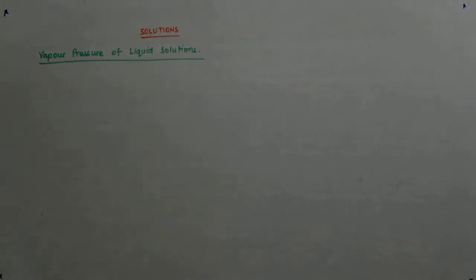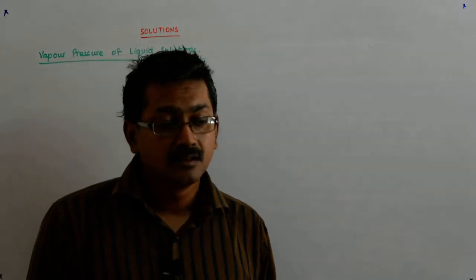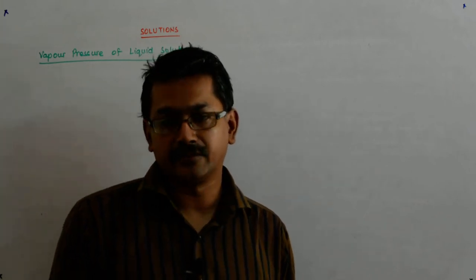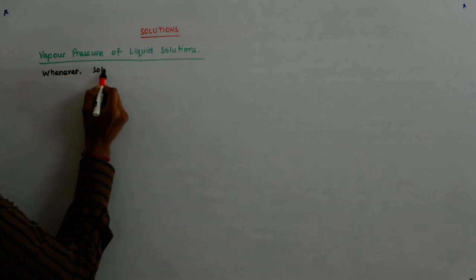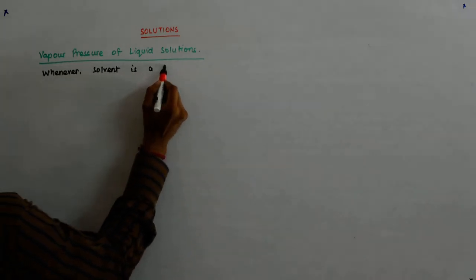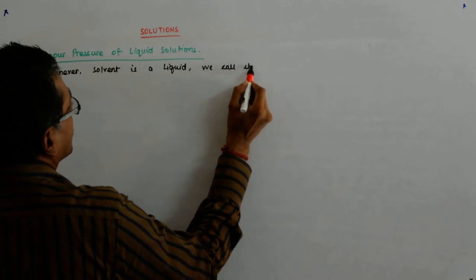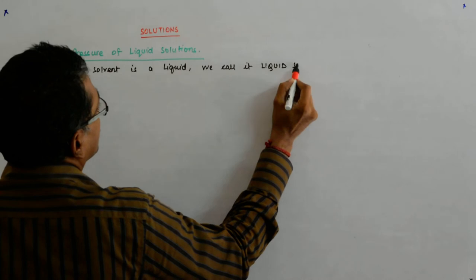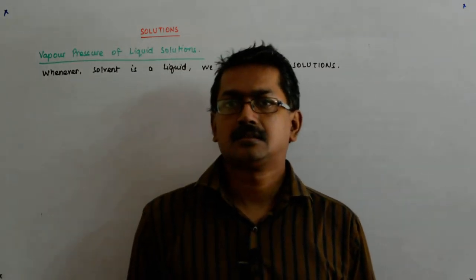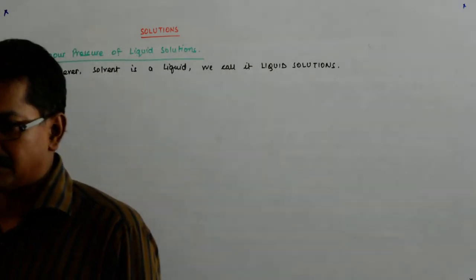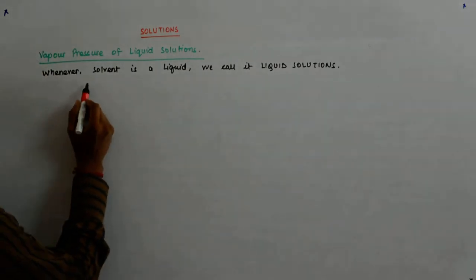Fine. We now come to the vapor pressure of liquid solutions. We know that a solution is said to be liquid when the solvent is a liquid. Whenever the solvent is a liquid, we call it a liquid solution, is it not? Solutions are named after their solvents, correct? Why? Because the solvent is the majority component.